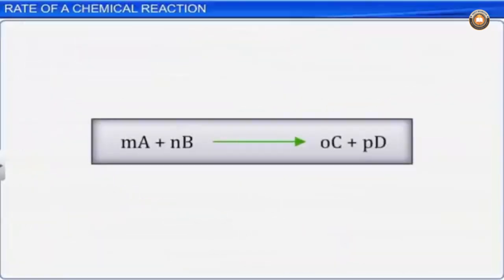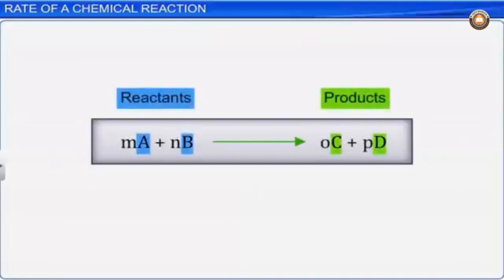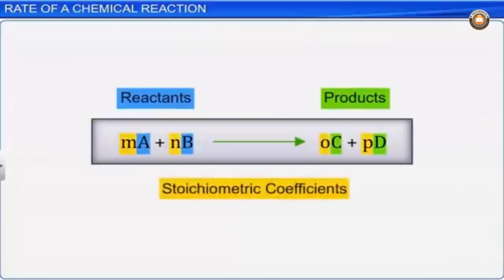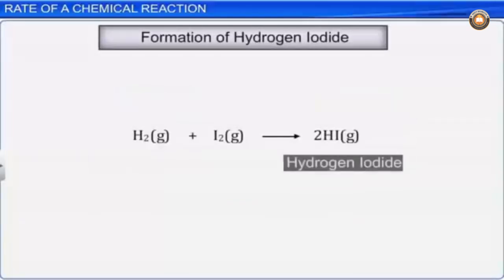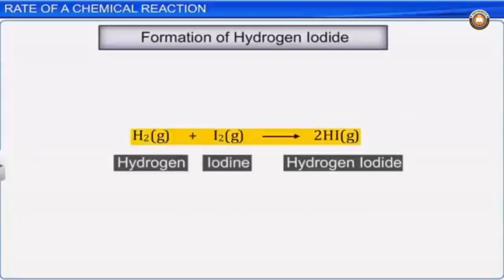The rate of reaction may not be the same with respect to all the reactants and products. It depends upon the stoichiometric coefficients of the reactants and the products in a balanced chemical equation. Let us consider the formation of hydrogen iodide from its constituents, hydrogen and iodine. The balanced equation for this reaction is shown here.